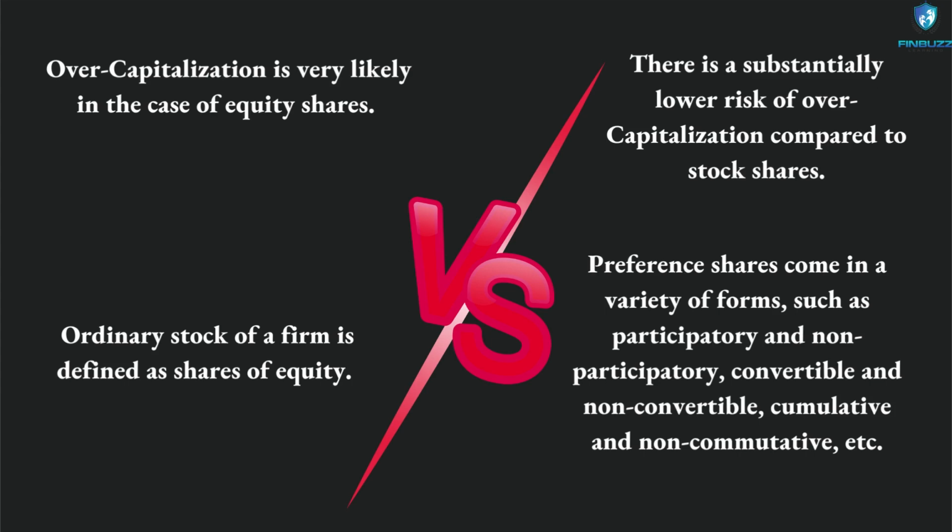The next difference is capitalization. In the case of equity shares, there is a high chance of overcapitalization. But as compared to equity shares, there is a relatively lower chance of overcapitalization in the case of preference shares. Now coming to the next difference, which is their types. Equity shares are categorized as ordinary stock of a company, whereas there are several types of preference shares, for example, participatory, non-participatory, convertible, non-convertible, etc.